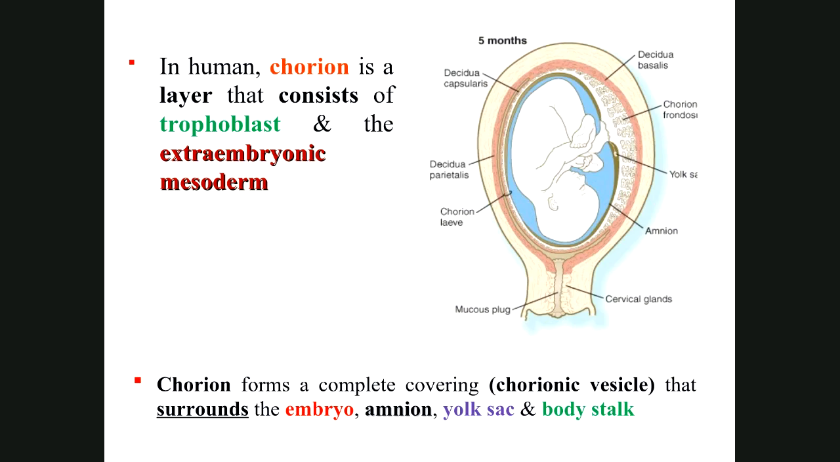So in humans, what is chorion? Chorion, as I said in the beginning, is a layer that consists of both layers of trophoblast and the extraembryonic mesoderm. So chorion forms a complete covering, the chorionic vesicle, that surrounds the embryo, the amnion, the yolk sac, and the body stalk, which is the umbilical cord.